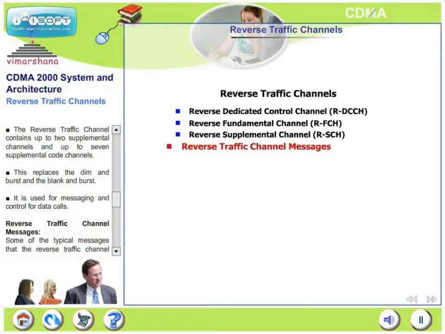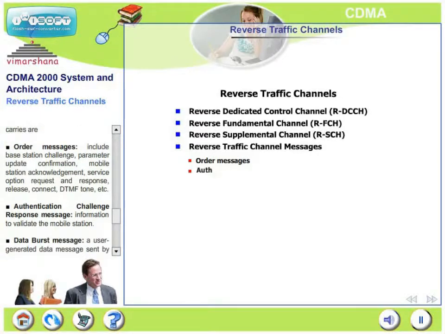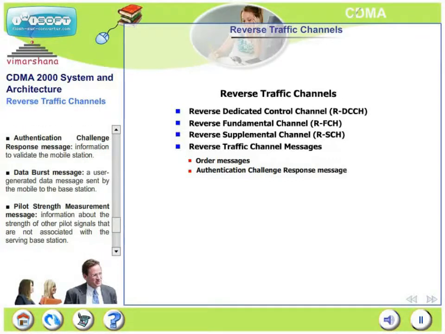The next one is reverse traffic channel messages. What are these typical messages? First one is order messages. This includes base station challenge, parameter update confirmation, mobile station acknowledgement, service option request and response, release, connect, DTMF tone, etc. Authentication challenge response we have seen already. Data burst message we have seen already.